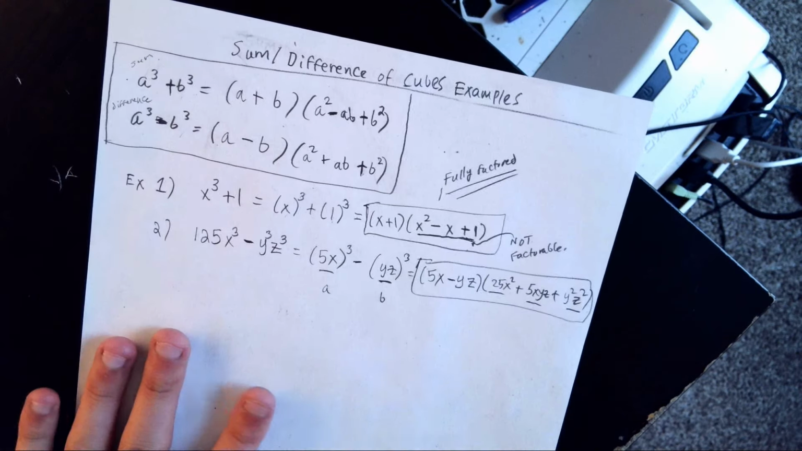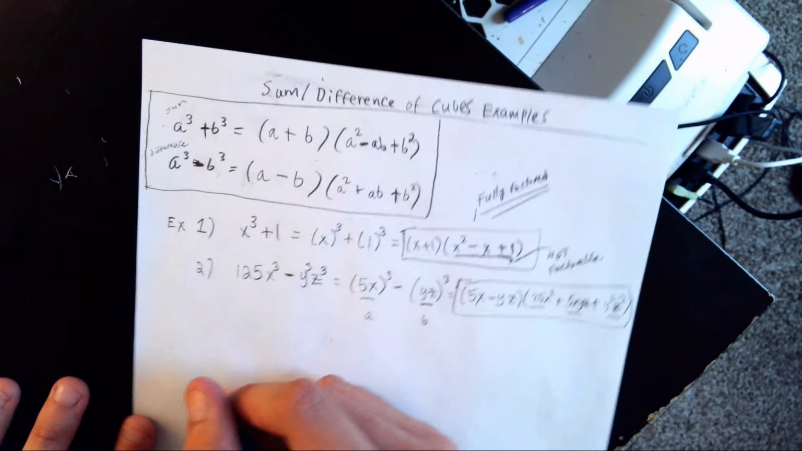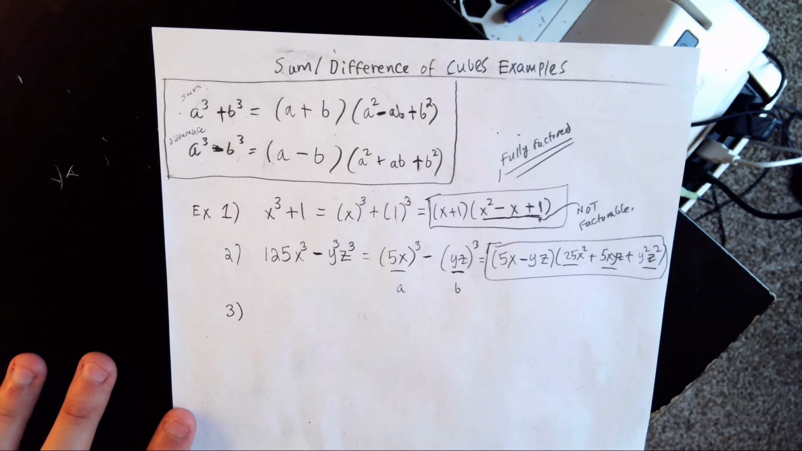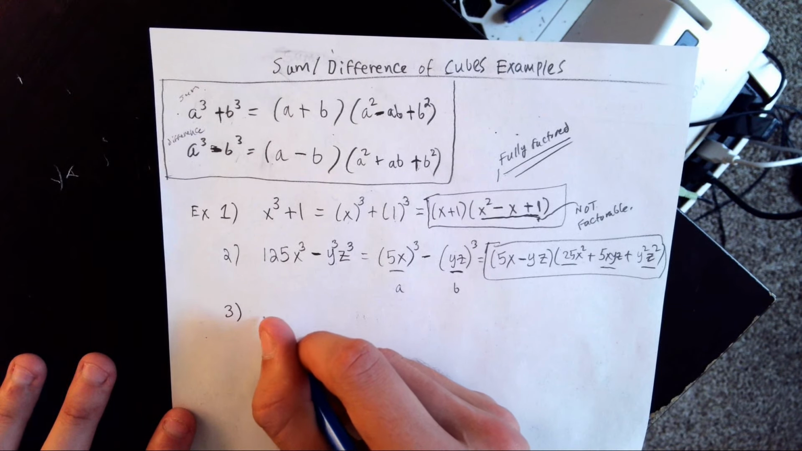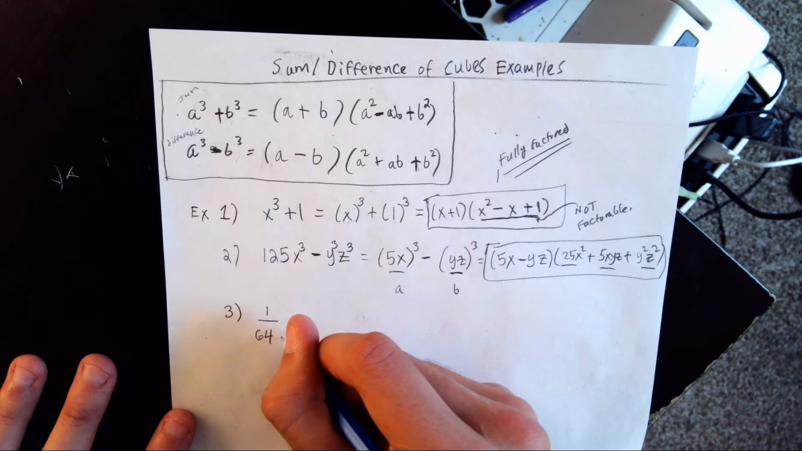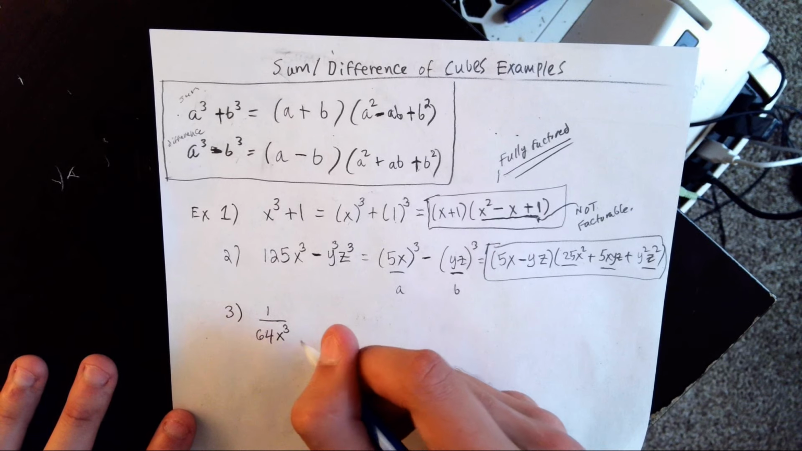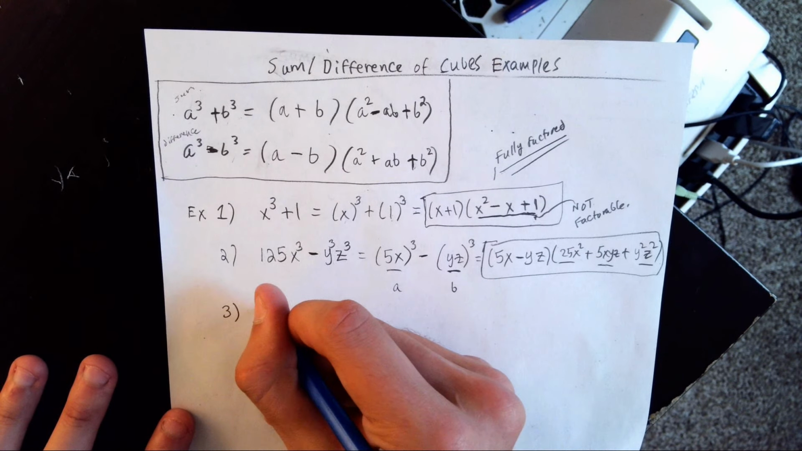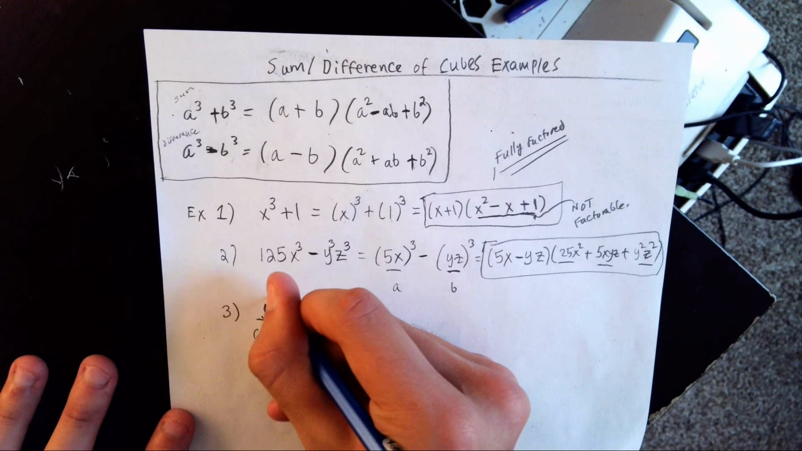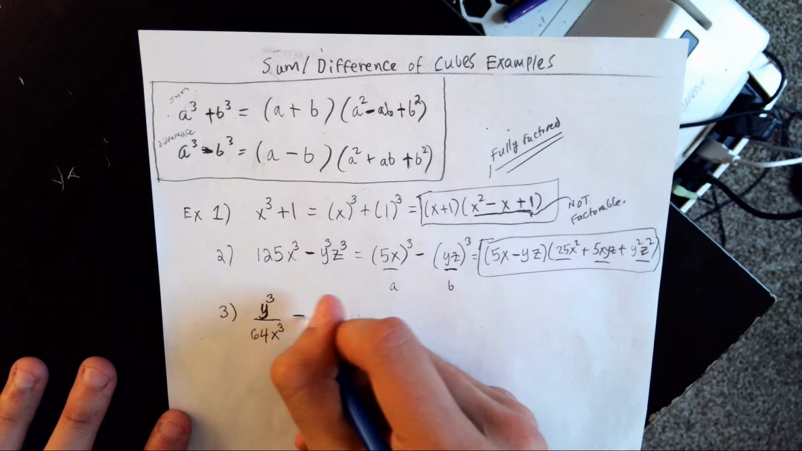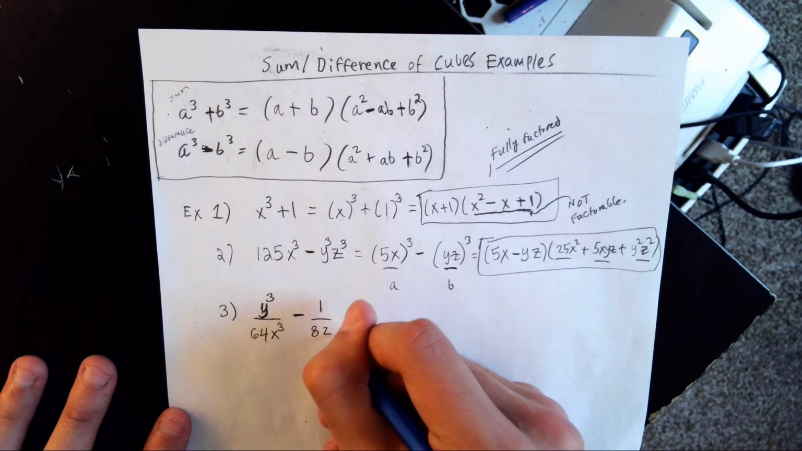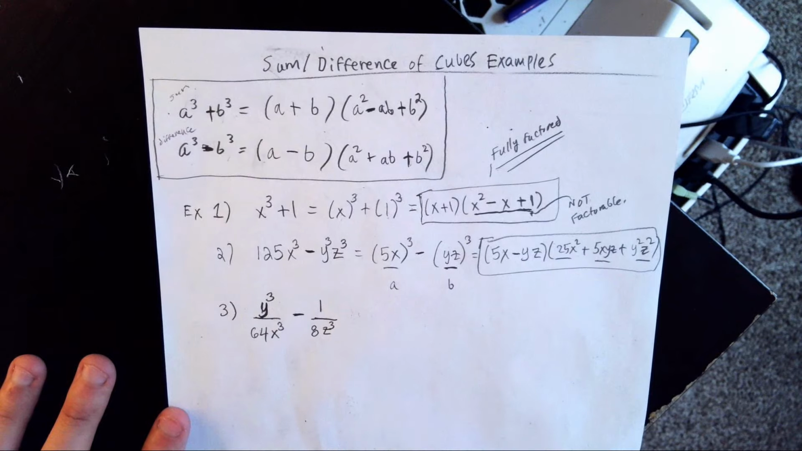So anyhow, let's do, say, 1 or 2 more examples. We've gone for about 6 minutes. So how about one more nice example? Let's say we've got 1 over 64 x cubed y cubed minus 1 over 8 z cubed. Let's make it kind of difficult.